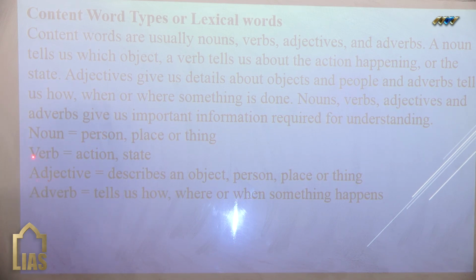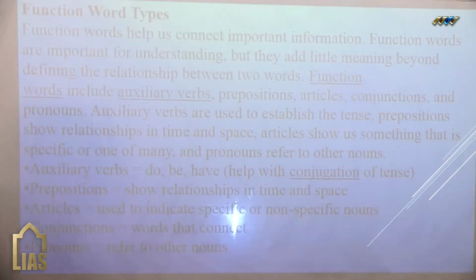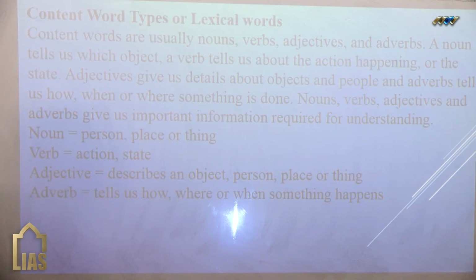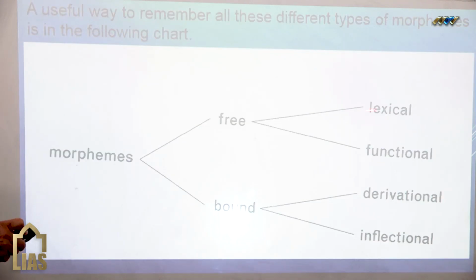Noun: person, place, or thing. Verb: action, state. Adjective describes an object, person, place, or thing. Adverb tells us how, where, or when something happens. So, as I said before, these are the content word types. These are the lexical words: four, nouns, verbs, adjectives, and adverbs.